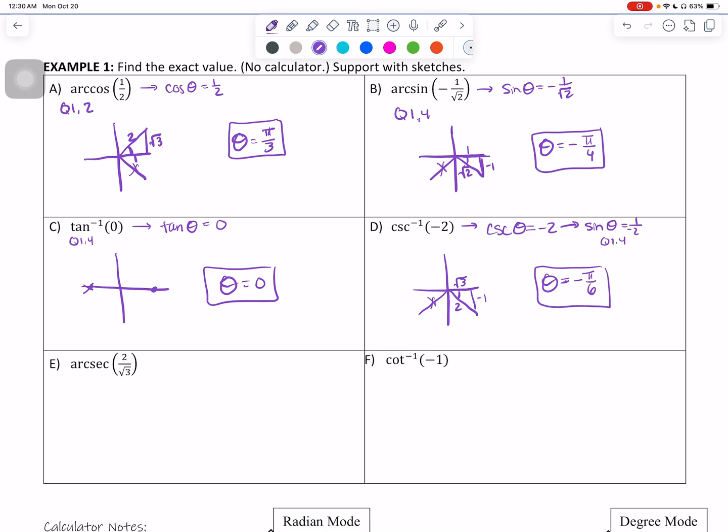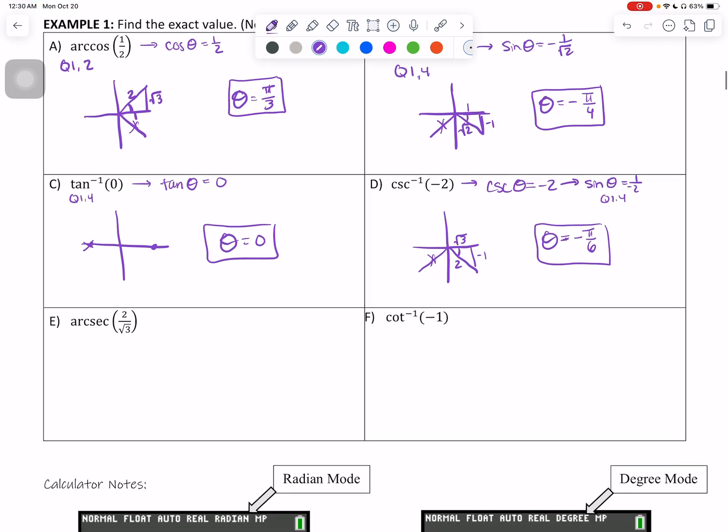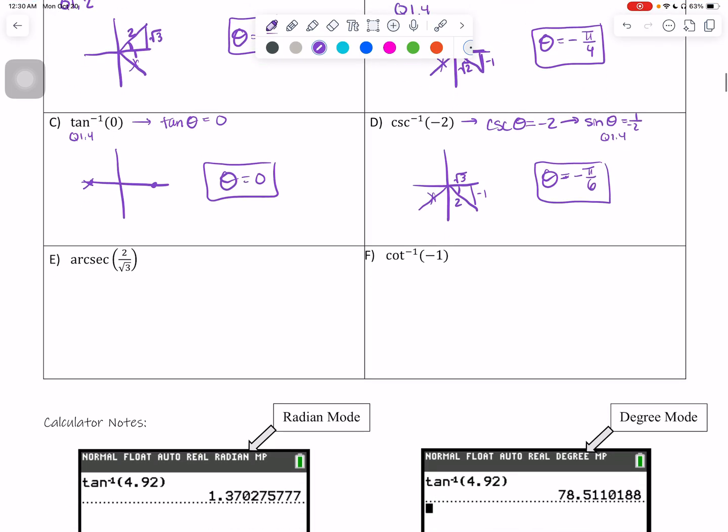Okay, now we're going to find arc secant. Like that one, I just changed it at the end there to sine. You could change it to arc cosine right here, and it'd be square root of 3 over 2. So you are finding theta if cosine theta equals square root of 3 over 2.